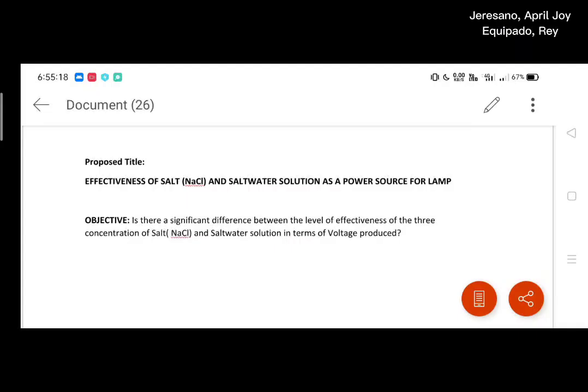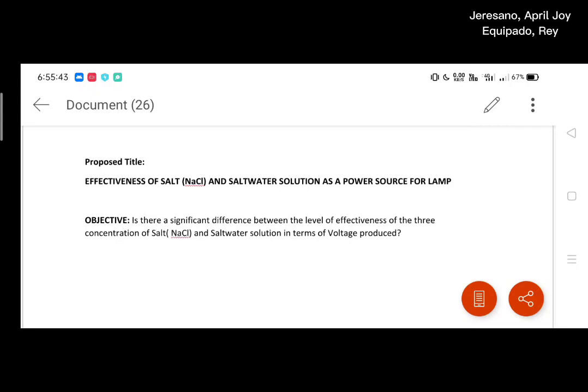Good day. We are now on topic 8. This time, we will be discussing what statistical tools we will use to test the significant relationship or differences in the objective we created from the proposed title: Effectiveness of salt and salt water solution as a power source for lamp.